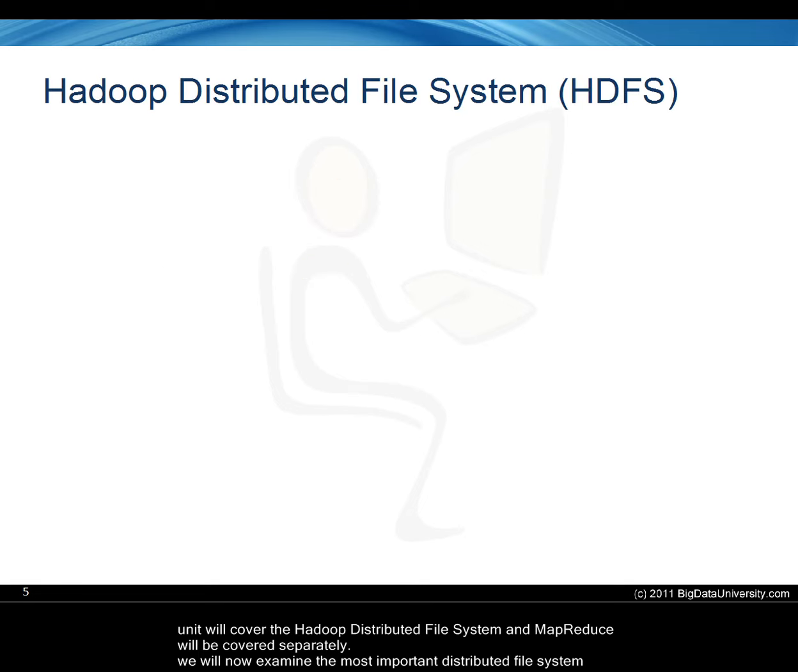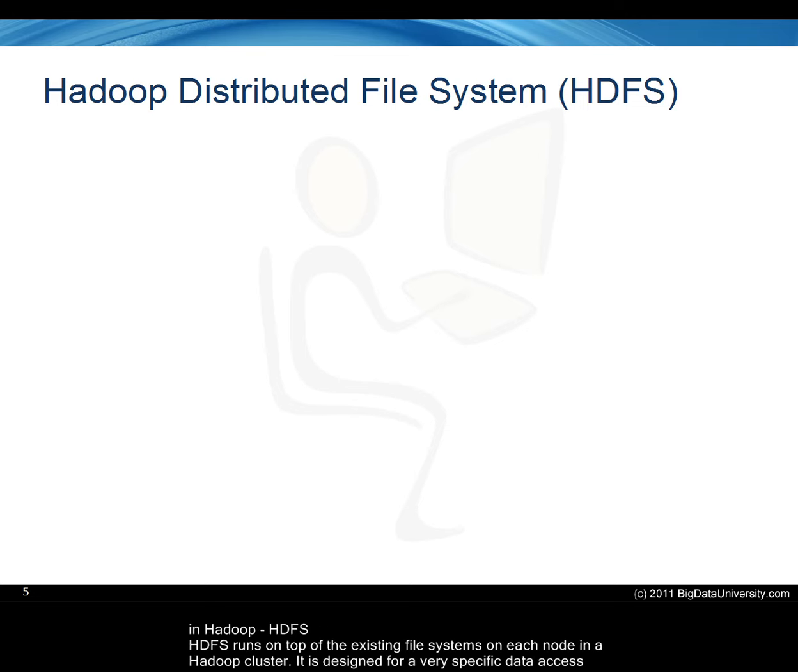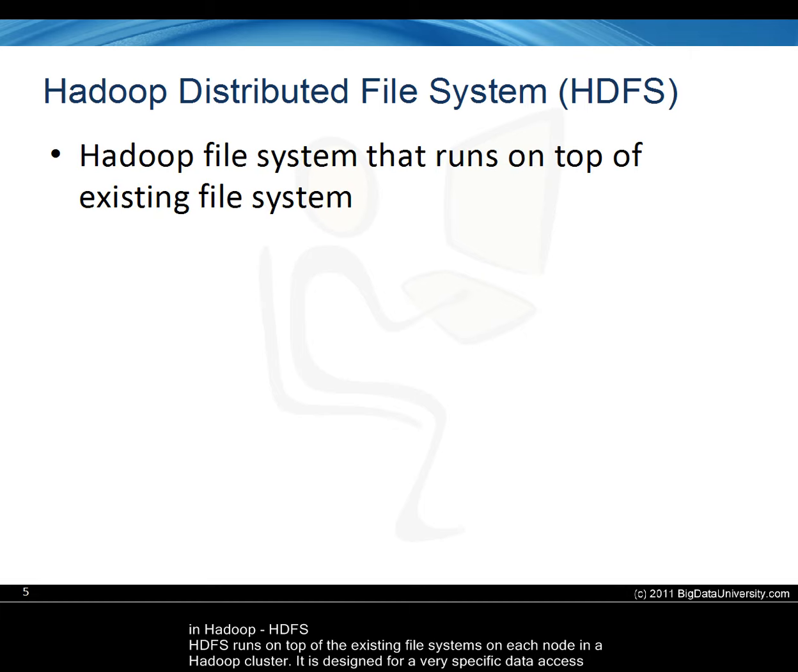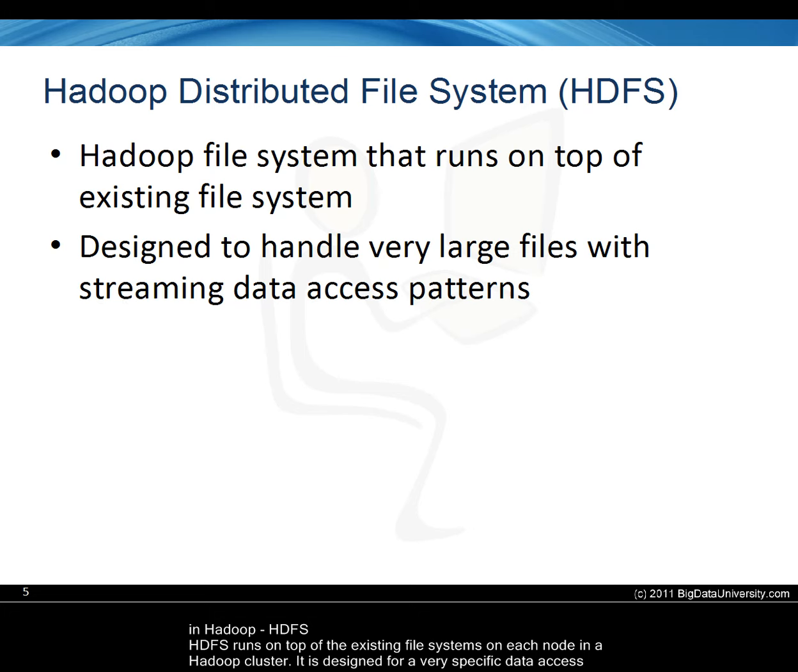We will now examine the most important distributed file system in Hadoop, HDFS. HDFS runs on top of the existing file systems on each node in a Hadoop cluster. It is designed for very specific data access patterns. Hadoop works best with very large files.